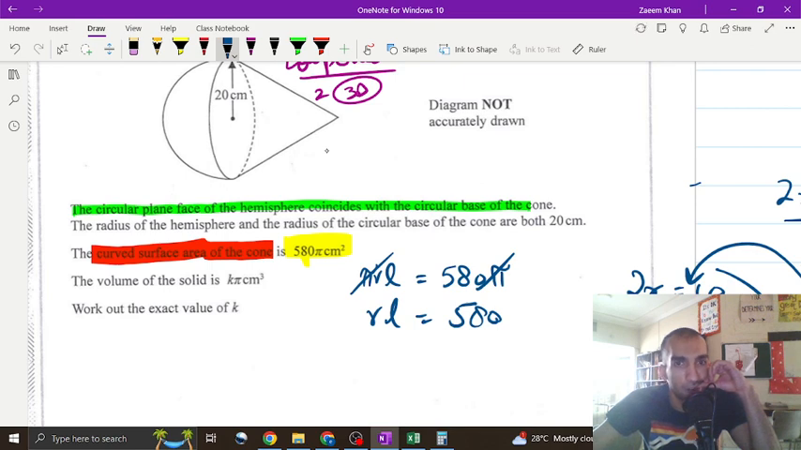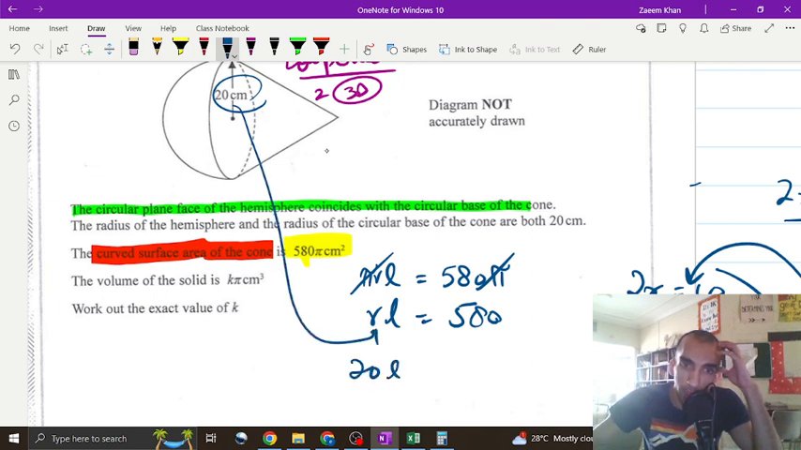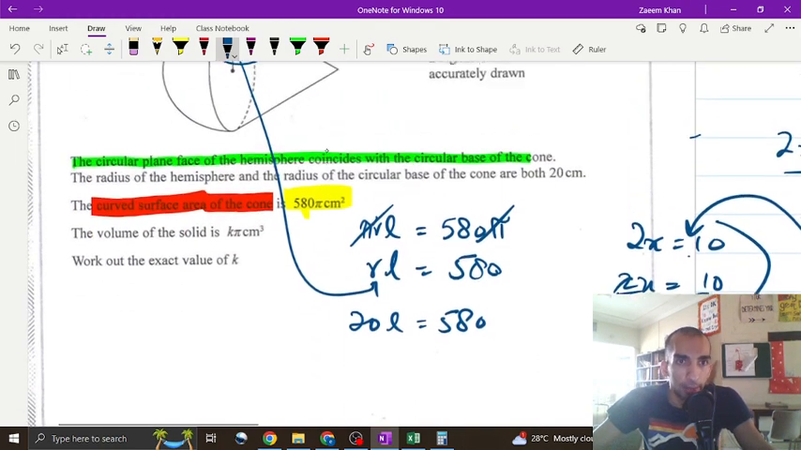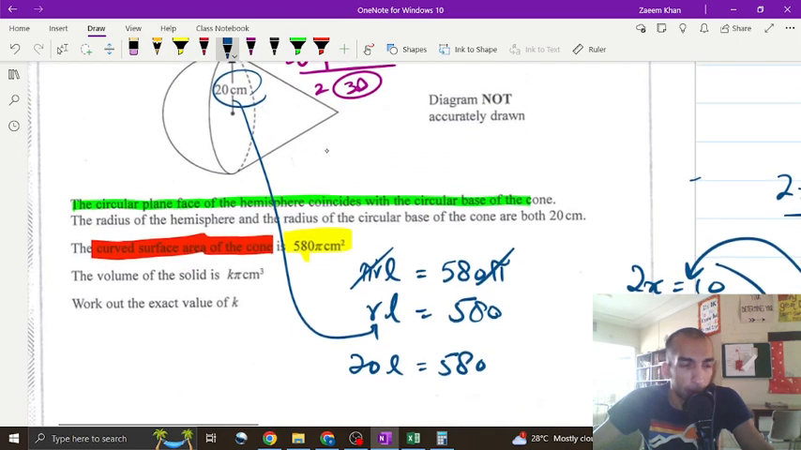How much is the value of R? 20. So I'll pick up 20, plug it in over here. 20 times L is 580. How do I calculate the length of L?